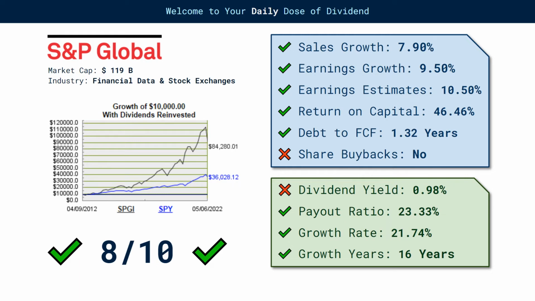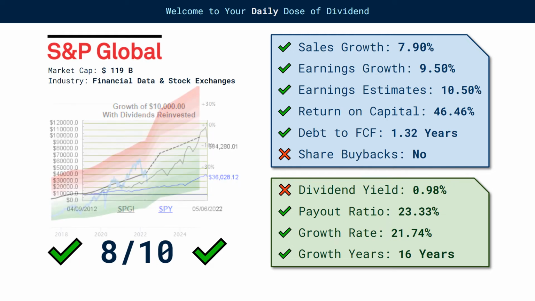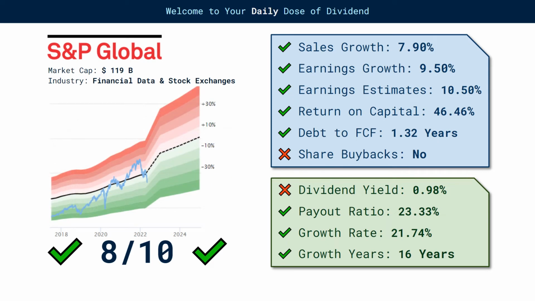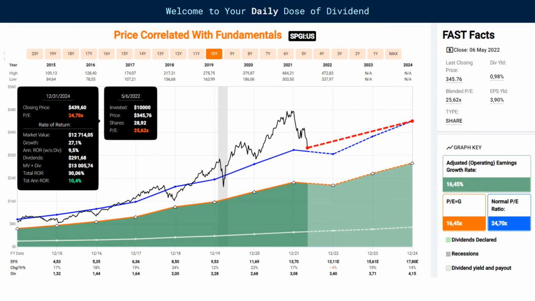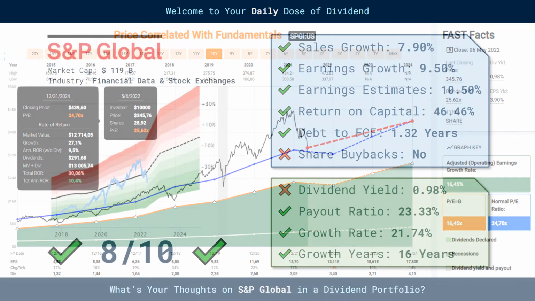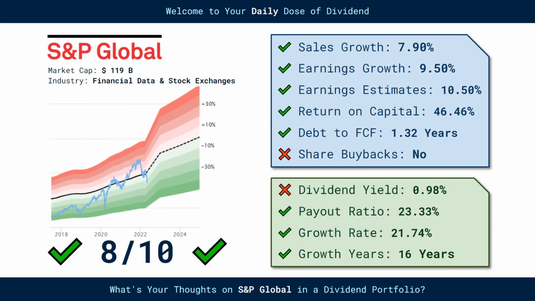Now, let's take a look at the current stock valuation. Based on historical multiples and future estimates from GuruFocus.com, S&P Global is modestly undervalued. At FastGraphs.com, we can see that analysts estimate a total annual return of 10.4%, compared to its normal valuation over a 10-year period. What are your thoughts on S&P Global in a dividend portfolio?